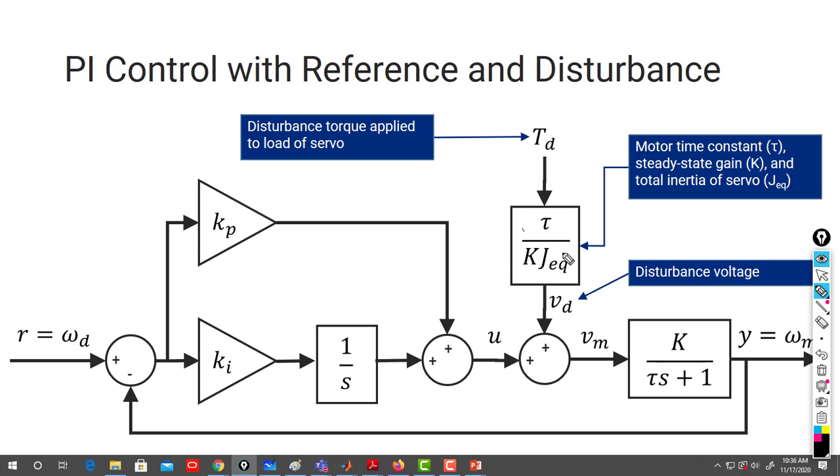and it's reflected by this block tau over k g equivalent, where tau is the motor time constant, k is the steady state gain of your DC motor, and J equivalent is the total inertia of your servo. So then it is a voltage at the end in physical system. So then I simulate it as if it is in physical system. I apply a torque. So here I can apply then in Newton meter.